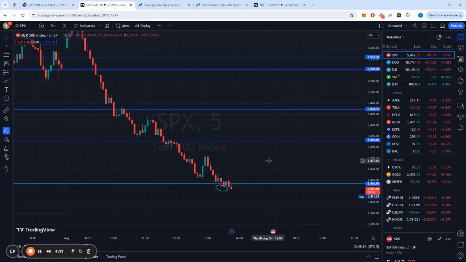Still not feeling super comfortable, but letting the trade play out, right? 30 seconds left on this candle. Really need to see this close back inside of the previous range. 15 seconds left. Ten seconds left. Okay, this is not exactly what we wanted to see.